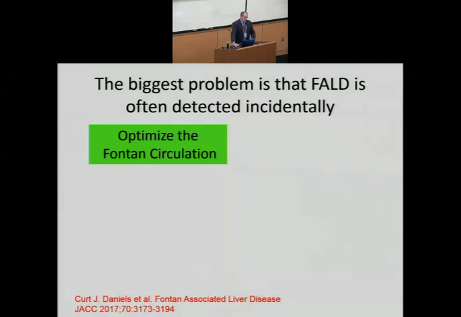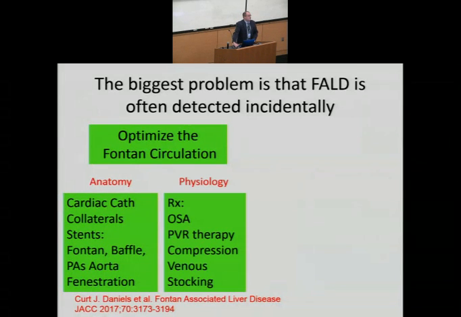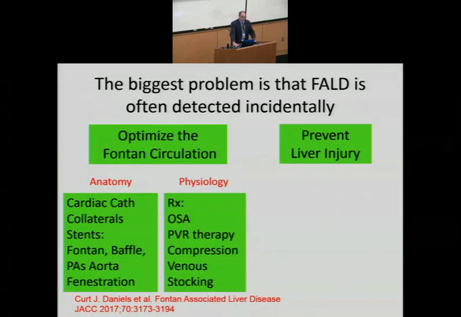And so what can be done? Well, optimize the Fontan circulation with anatomy. In the cath lab, coils, stents, trying to improve flow to the lungs passively. Physiologically, just ensuring that pulmonary vascular resistance stays low, treating coexisting conditions, obstructive sleep apnea, pulmonary vascular therapy. Sometimes they're on sildenafil, some modulators of vascular proliferation, compression stockings to try and augment venous return from the lower part of the body.